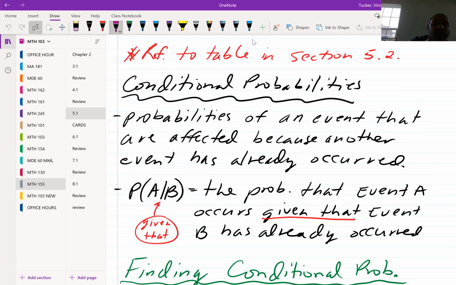So here's the symbolism, the probability of A, and it's not like a slash, more of a straight line, and then B, so it's P(A|B). So it's the probability that event A occurs given that B has already occurred. So that line represents "given that".